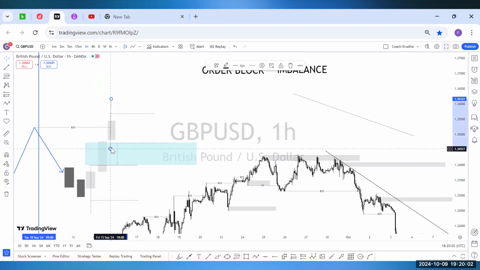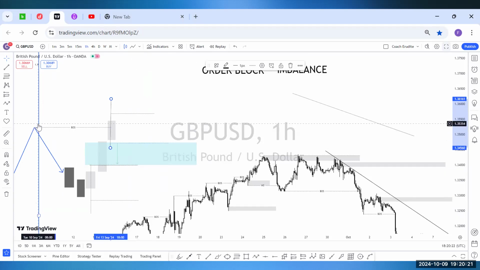And anytime this gap is being displayed in the market, it means the market is not balanced. And for the price to continue its movement, price must come and fill this imbalance to continue its journey.